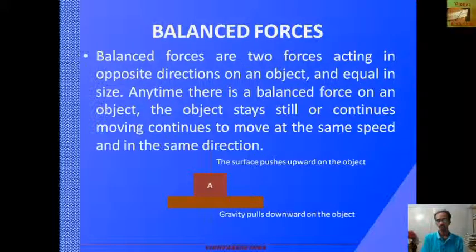In this figure, it is shown that an object A is resting on a surface. Here, two opposite forces are acting on the body. That is, the surface pushes upward on the object and gravity pulls downward on the object. These two forces are equal and hence the net force is zero, and hence this object is at rest.